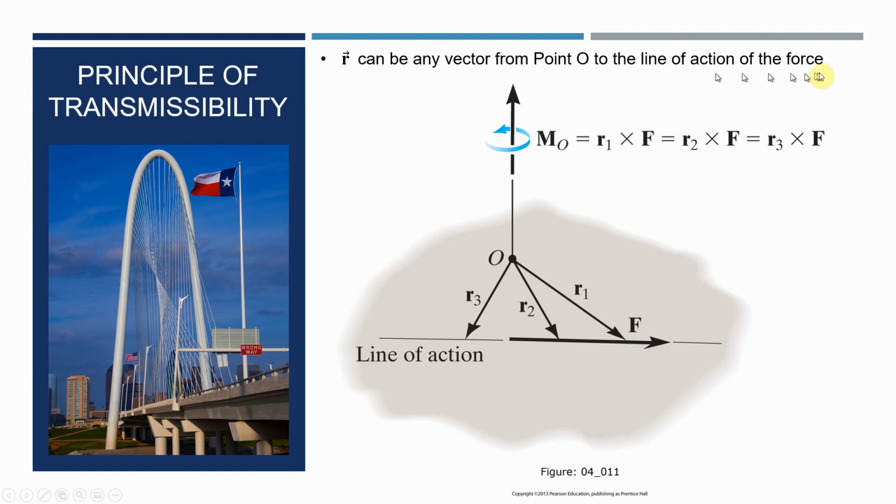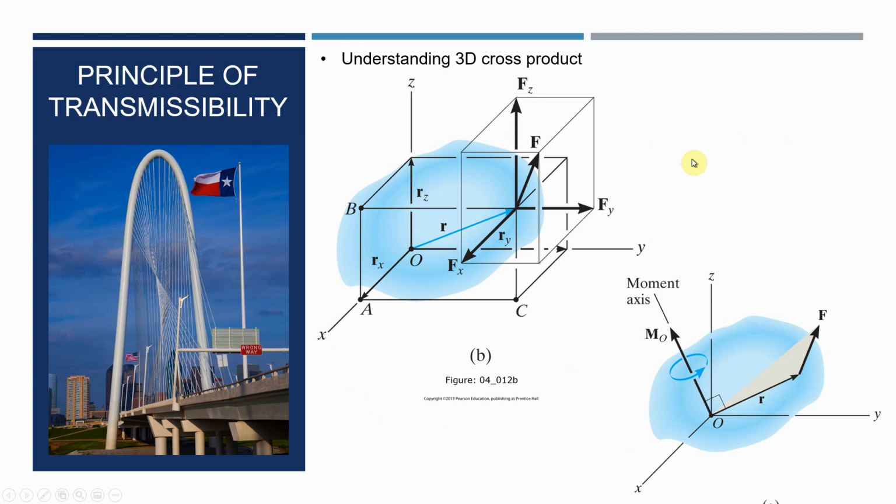R can be any vector from point O to the line of action of the force. Because let's say you have R1, R2 plus delta R equals R1, and if you just make that substitution, R2 plus delta R, well, delta R cross F is 0. So you're just going to get R2 cross F equals R1 cross F.